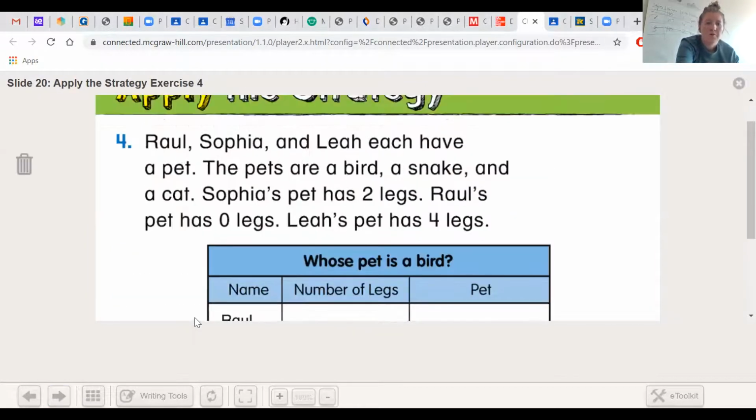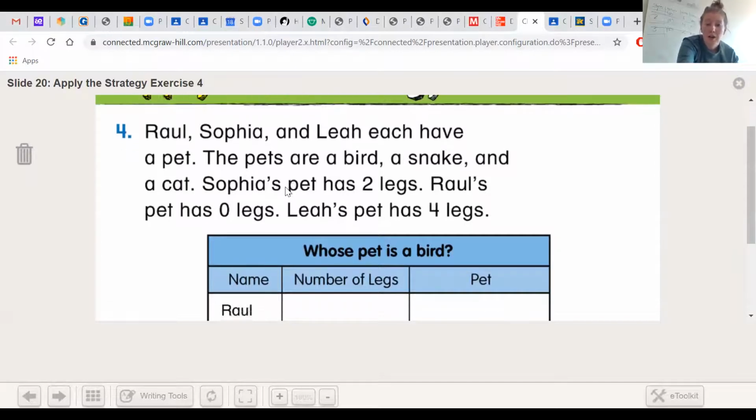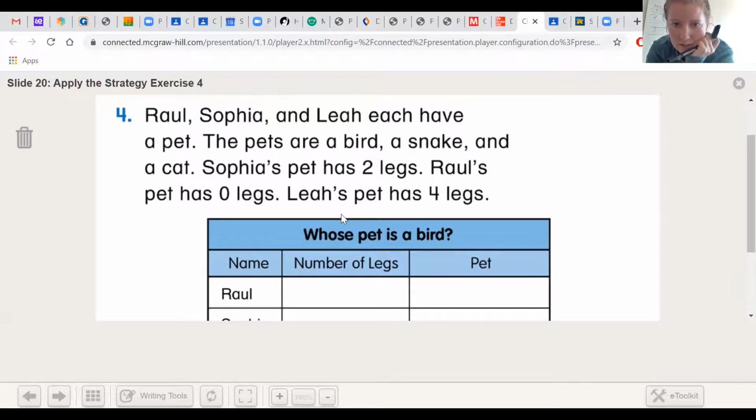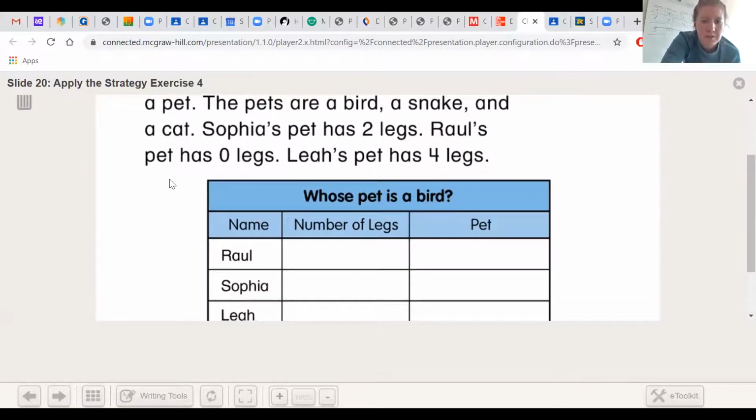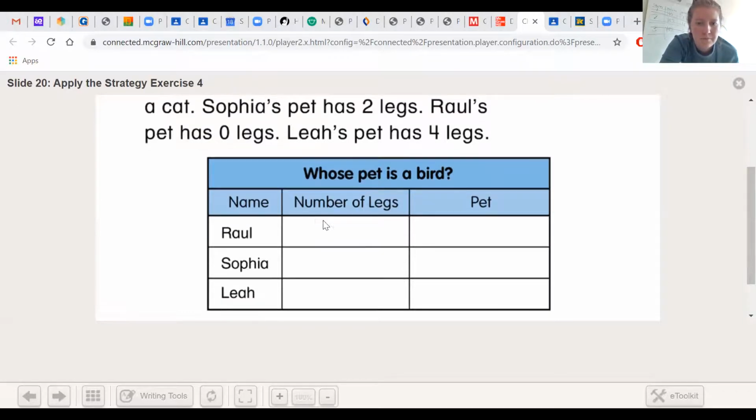All right. Raul, Sophia, and Leah each have a pet. The pets are a bird, a snake, and a cat. Whoa, okay, this gets tricky. Sophia's pet has 2 legs. I'm gonna first write that information here because I'm gonna need to know. Number of legs for Sophia's pet, 2.